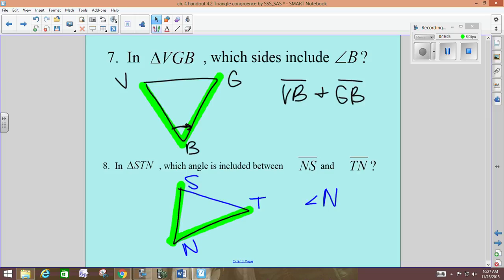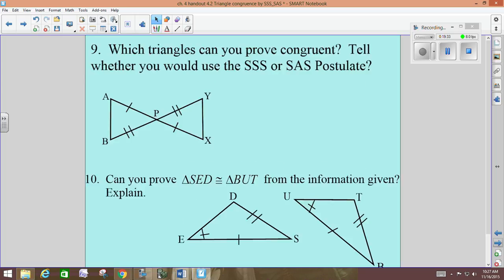Questions on between? Included? Okay, when you get to those ones in your homework, draw a picture to help yourself out. 2 left. Number 9. Sorry, I don't have the rest of your picture labeled. The far right triangle, you need a Y on the top and an X on the bottom. It says, which triangles can you prove congruent? And tell whether you would use the side, side, side or side, angle, side postulate.